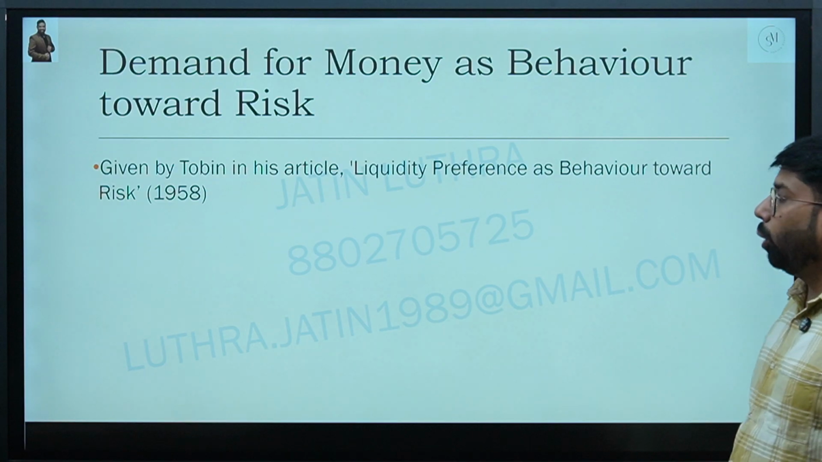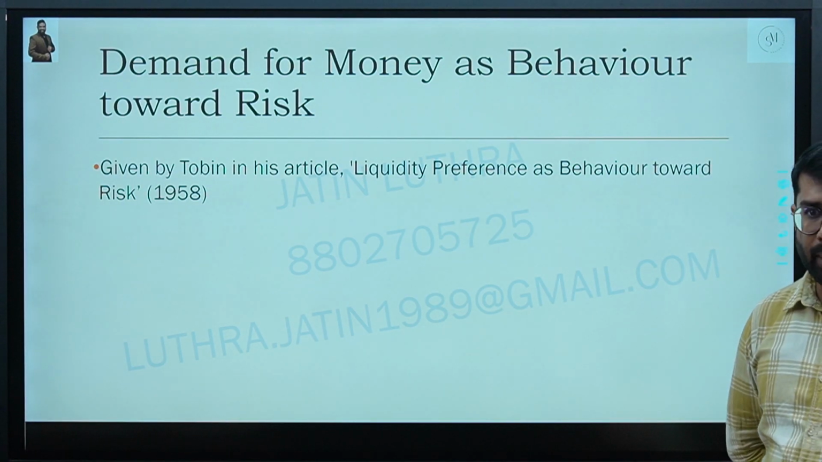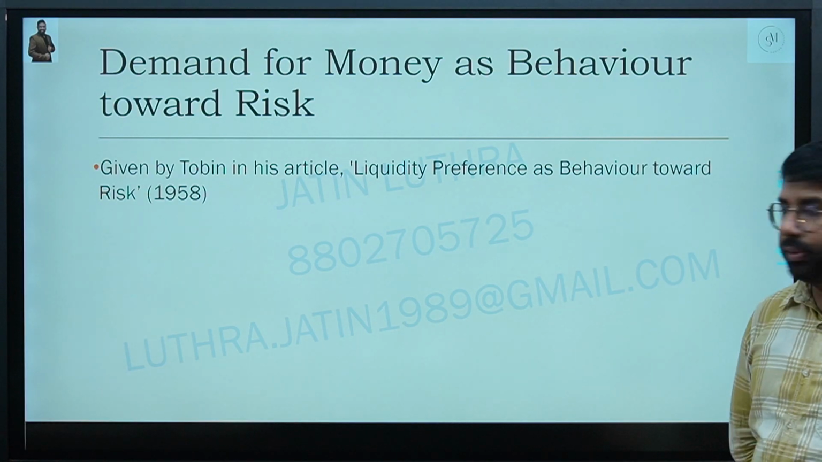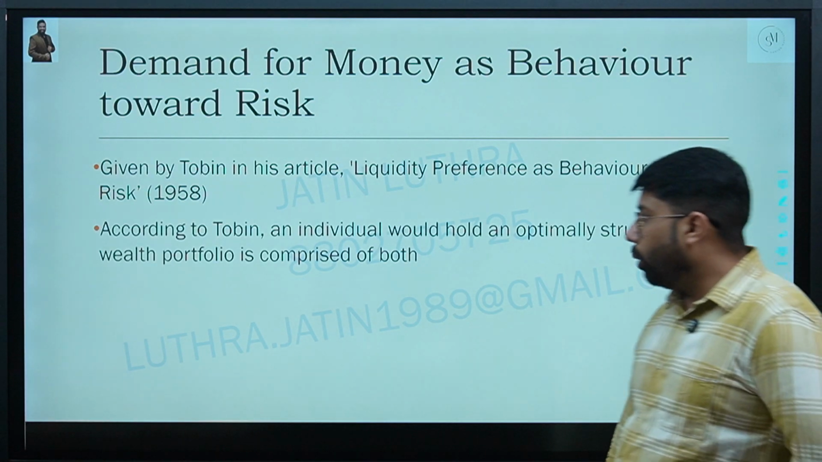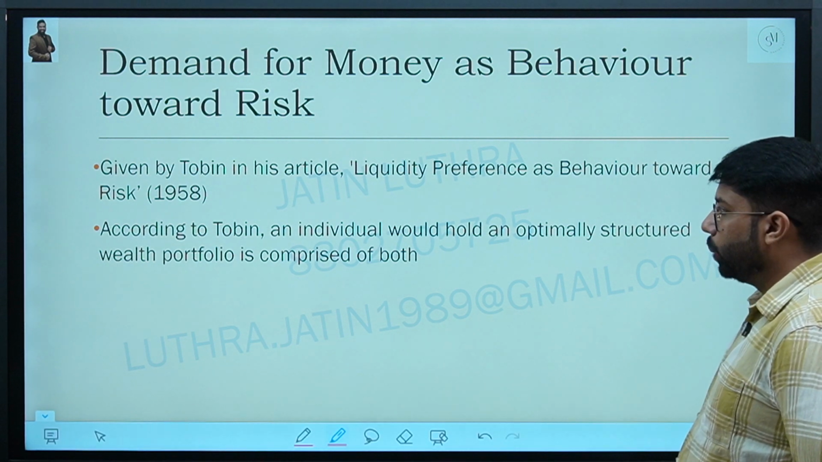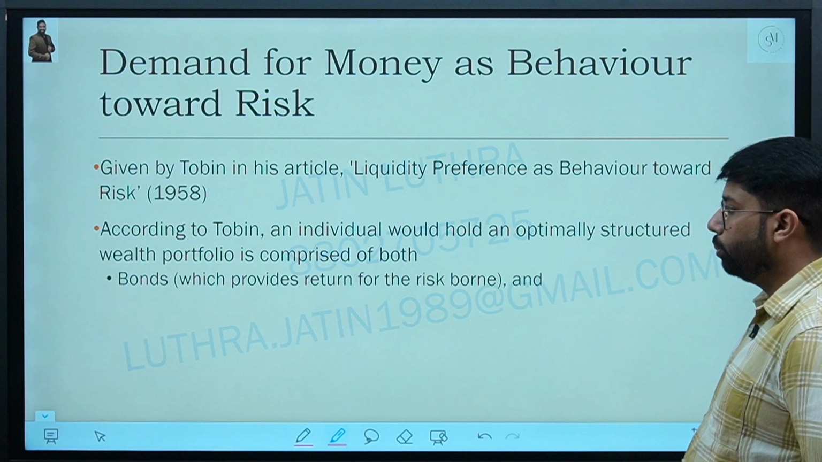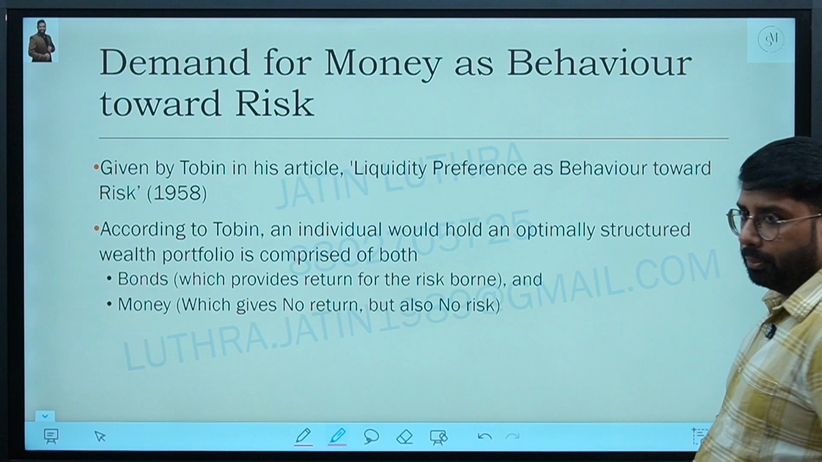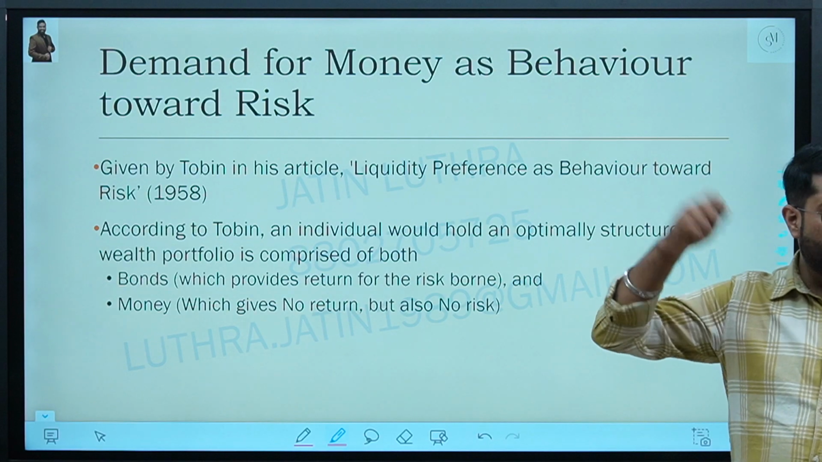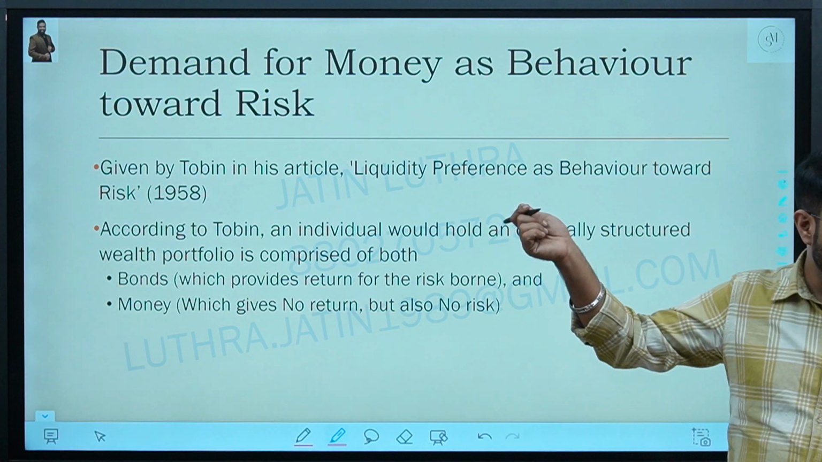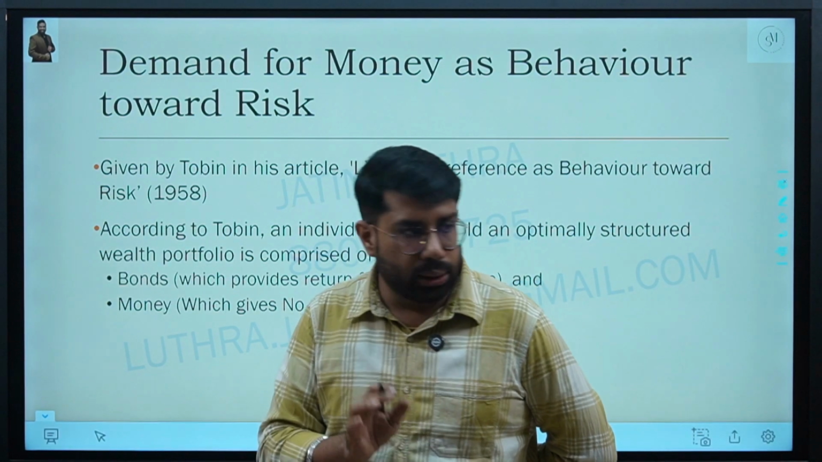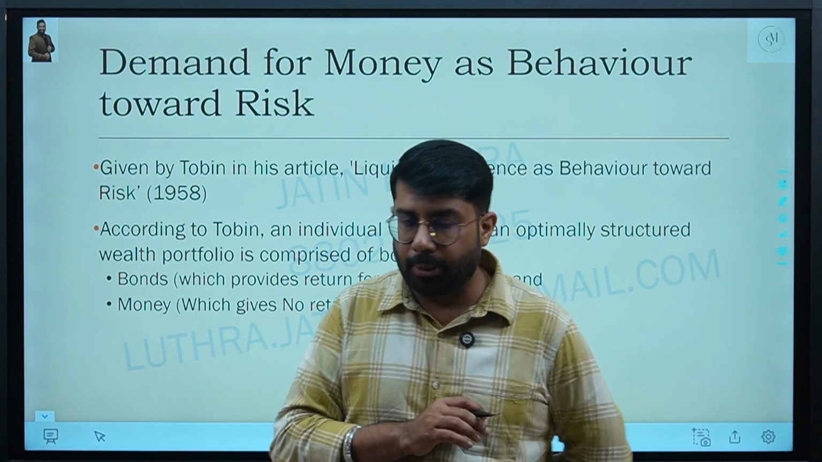First is given by Tobin, in his article Liquidity Preferences as Behavior Towards Risk, 1958. It says, according to Tobin, an individual would hold an optimally structured wealth portfolio comprised of both bonds and money. The same thing I explained before, that we hold money both in cash and the securities, the investment, correct?